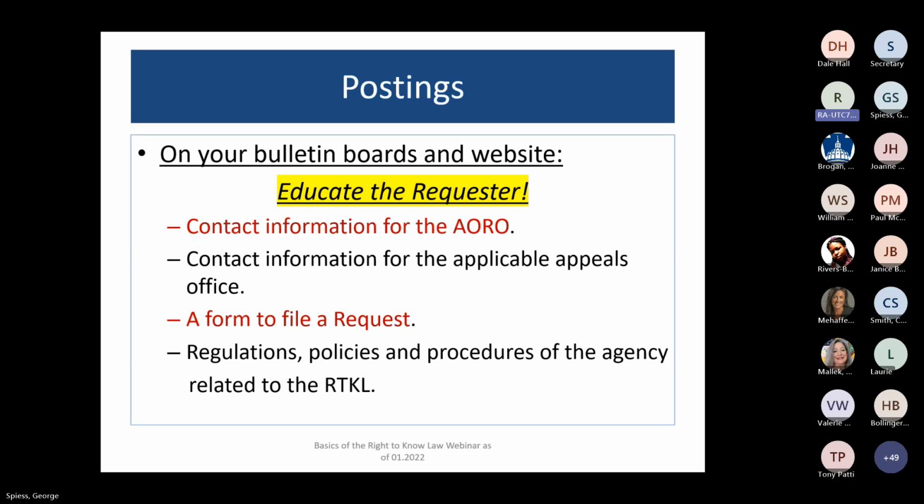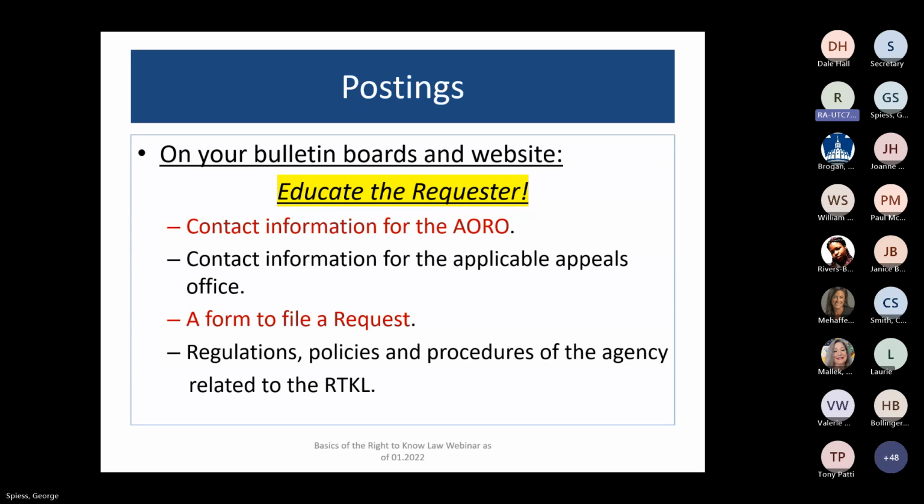Yes, under the Right to Know Law, you're required to have postings. Those postings must be on bulletin boards physically within your offices. And if you have a website, they must be on your website. You're not required to have a website, but if you do, you have to have Right to Know information on there. The postings must have contact information for the AORO. Remember what I said. If I'm a member of the public, who do I give this Right to Know request form to? So you need to have that posted.